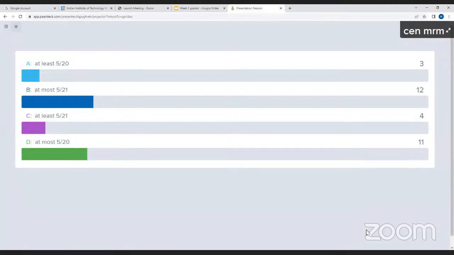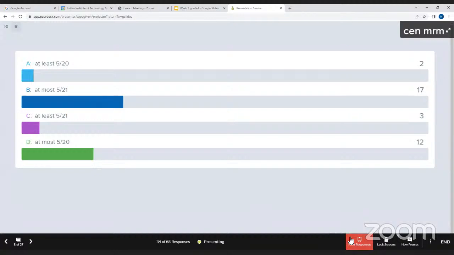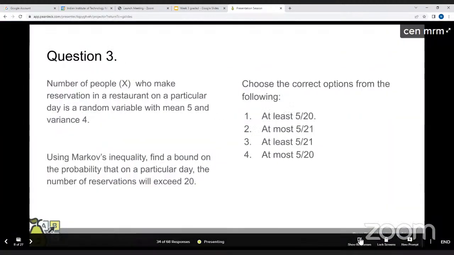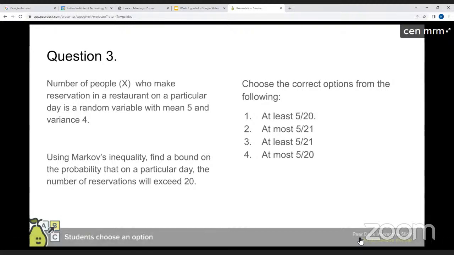We have two answers, B and D. Most of the people have said B or D. Okay, so what is the correct answer here? I think it's B, ma'am, because it is less than equal to. So at most will be the right one. Yes, sir.